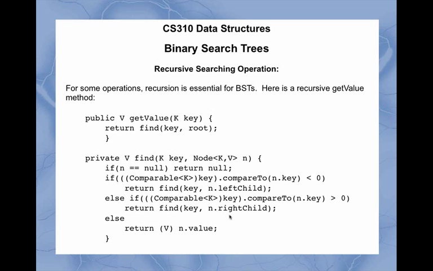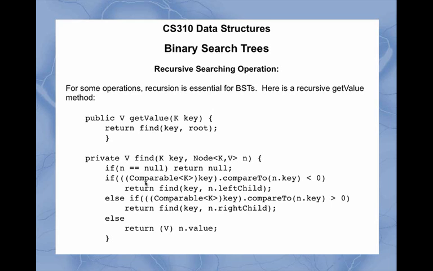So let's look at the code here. We call this private method, passing in the key that we're looking for and the root. Then we have find, with the key we're looking for and some node in. The first call, the original call, in is the root node. So we check to see if it's null, and if it is, we return null. Again, this is the not found or stopping condition.